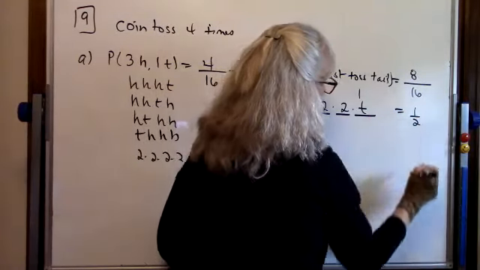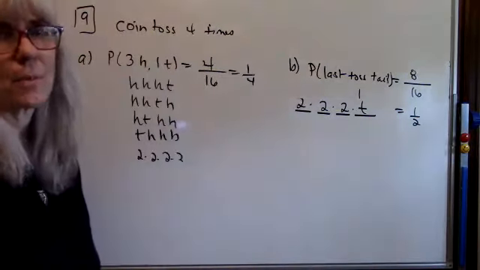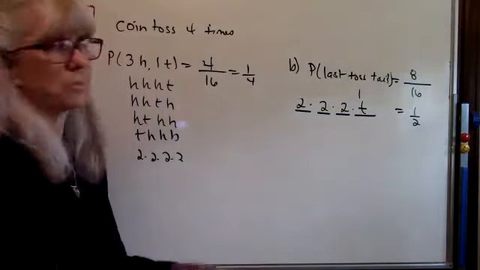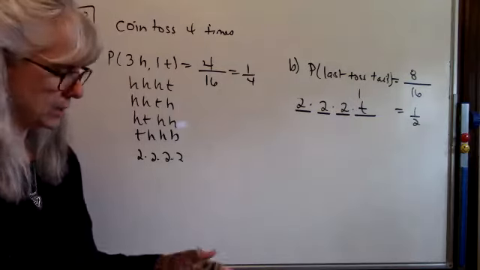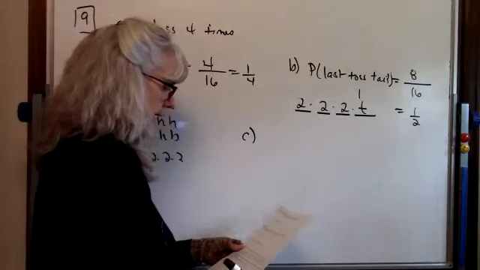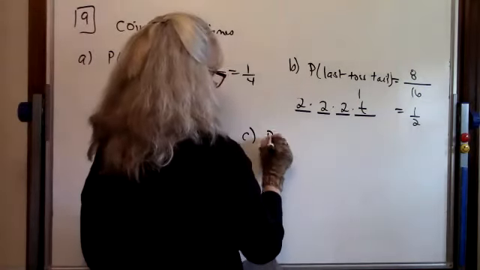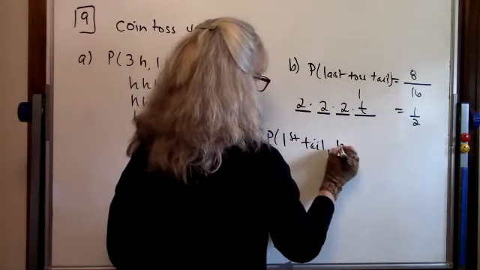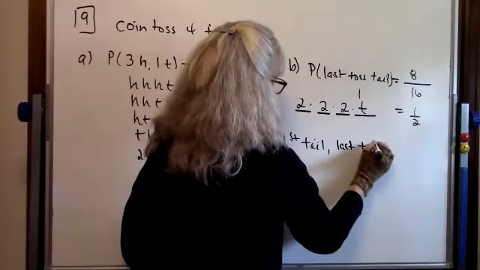That's really half of them. So half of them have a last toss as a tail. The other half have the last toss as a head. So when you put it that way, it should help you make a little sense out of that. Okay, part C on that one says the first toss is a tail and the last toss is a tail. So probability first is a tail and the last is a tail.